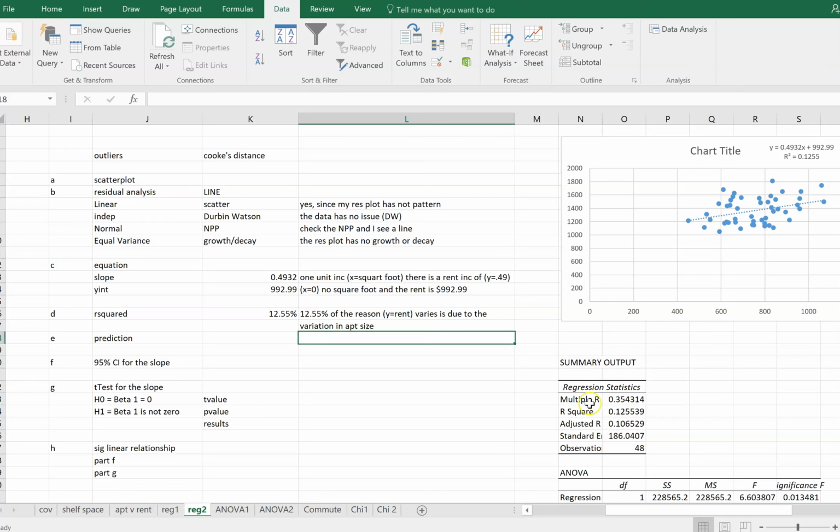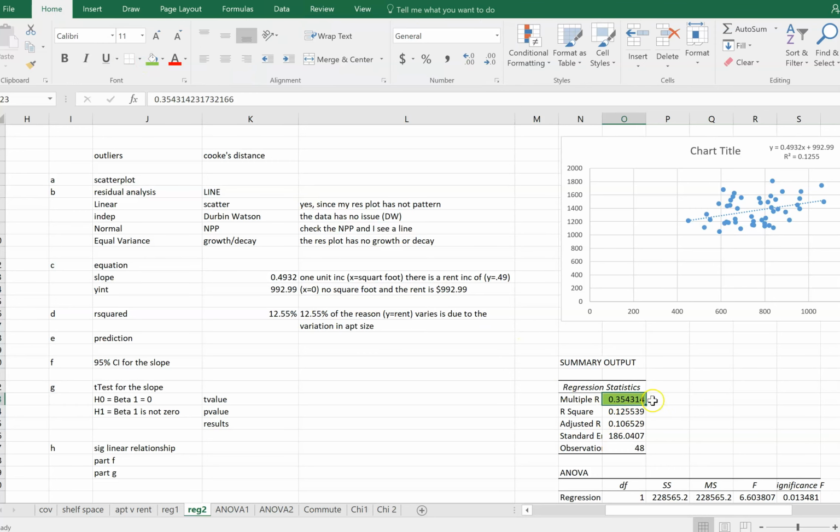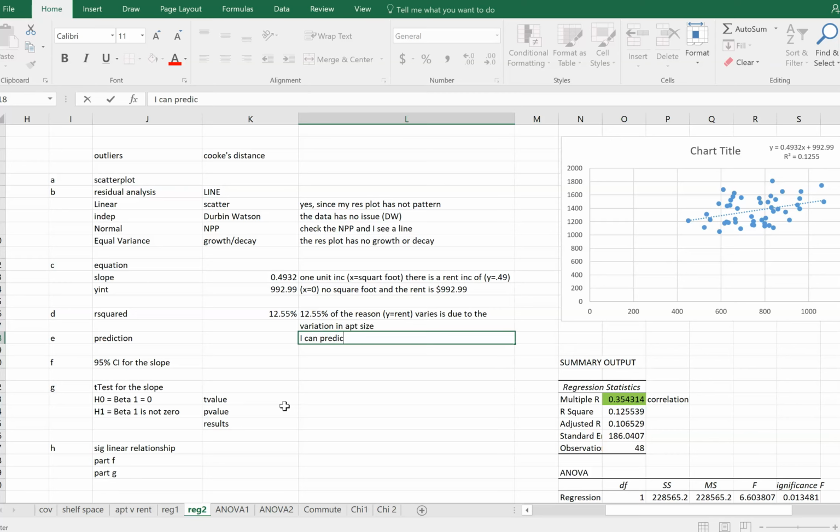I'm looking at the multiple R right now, and I noticed the multiple R is 0.35. That's your correlation number, by the way. So it's not the strongest. So I know my predictions are not the strongest. So I can predict, they're just not going to be that good. Why won't they be that good?